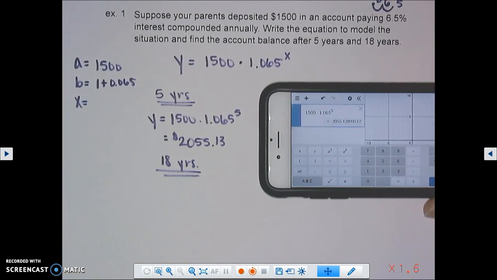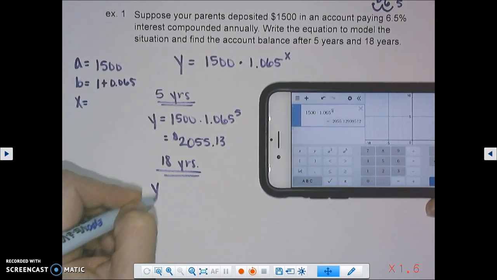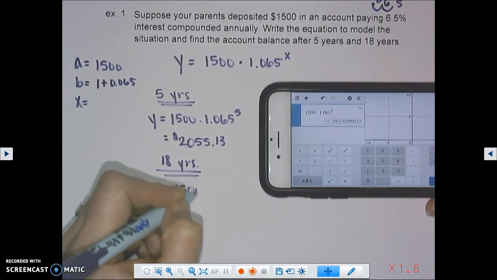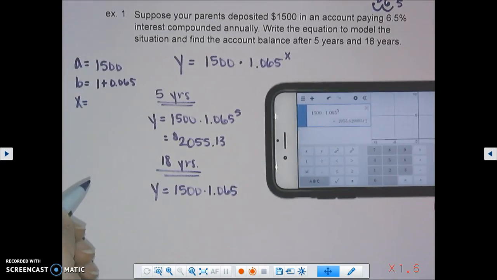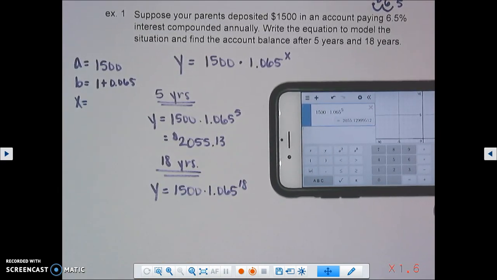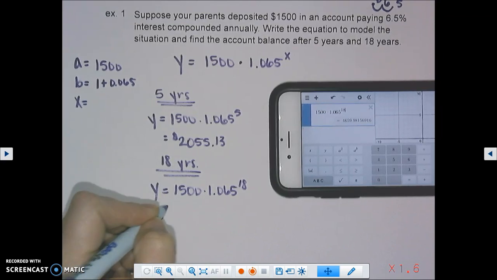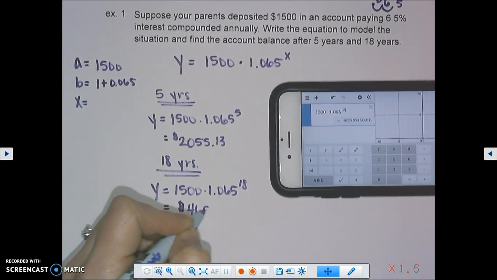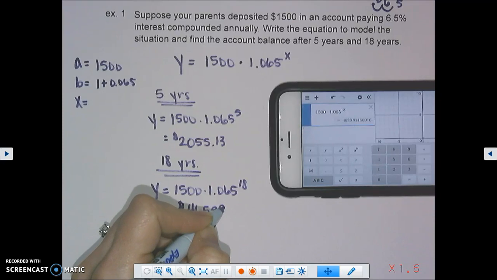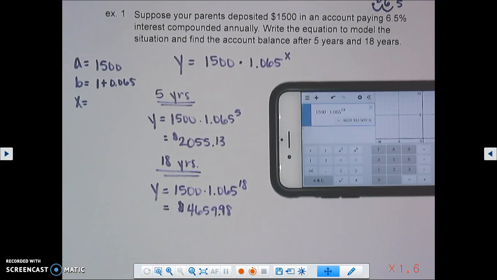So we've got more time that has passed. We still have that original $1,500. It's still paying us that 6.5%, and then we're going to take that to the 18th power because 18 years have passed. So here we have 4,659.98. So we're going to round that. That 1 does not round it up. So we have $4,659.98 is how much money would be in our account.